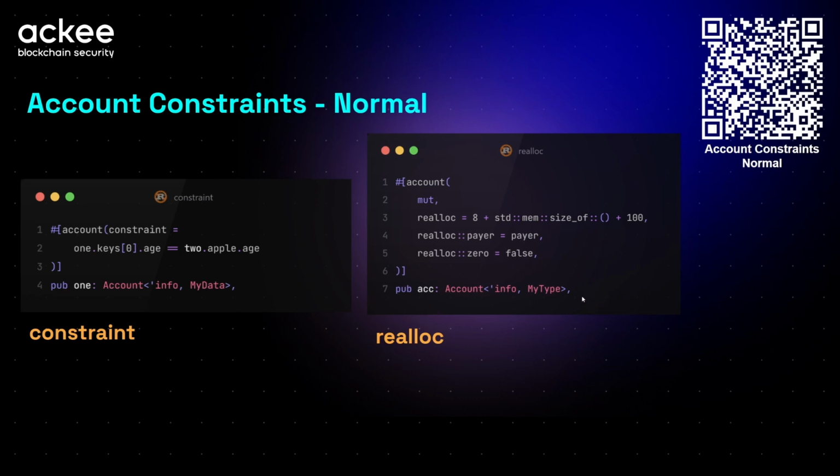Then we have realloc, which can be used for reallocating the space that the data account is allocated for. So let's say your data account data part is allocated for 100 bytes. With this constraint you can reallocate and increase the size of the data account. So these are the normal constraints.